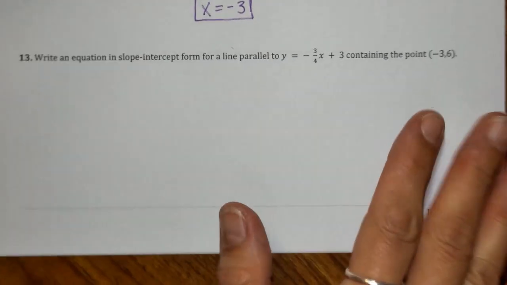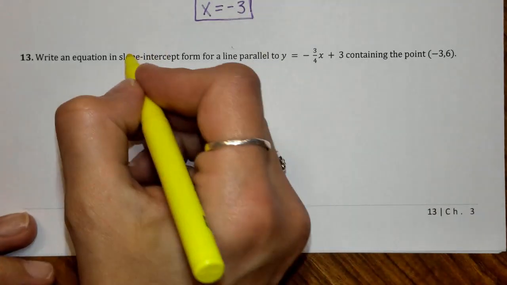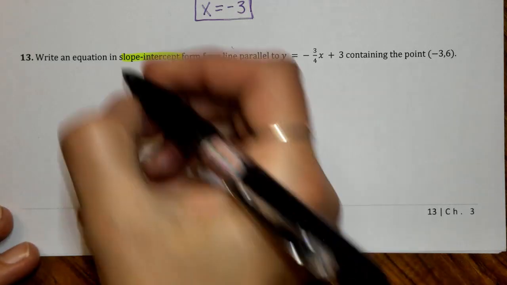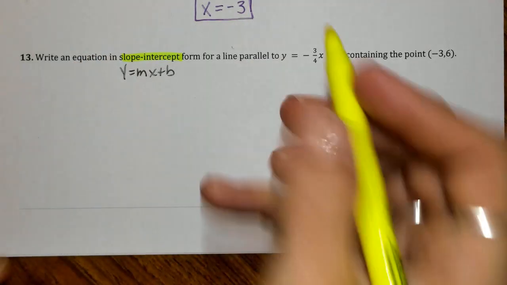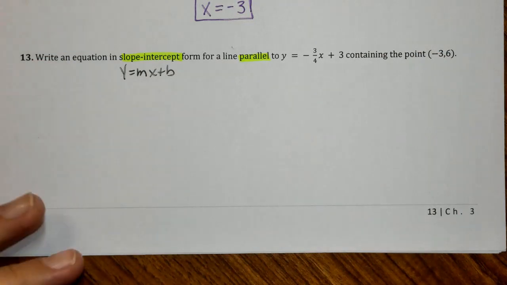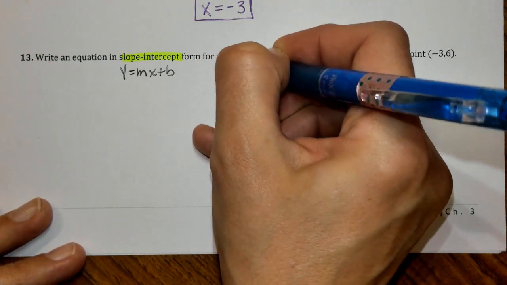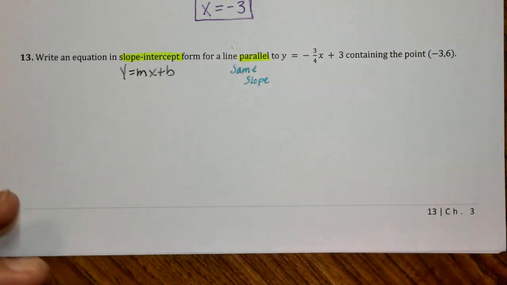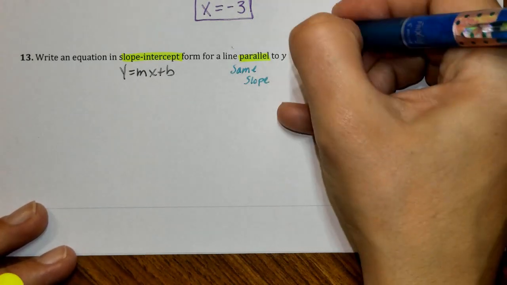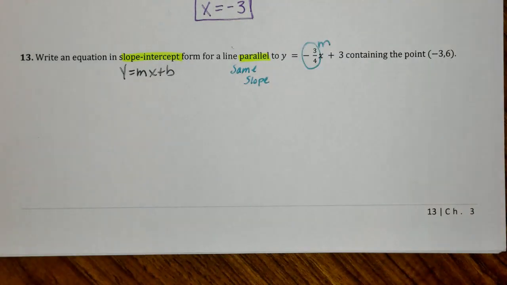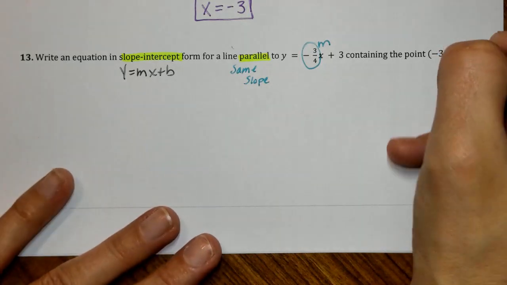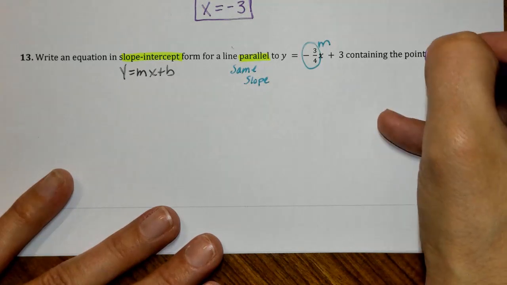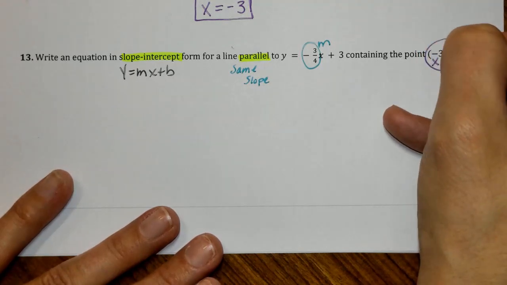Last one, we're going to do slope-intercept. Your y equals mx plus b. And we're going to do a line parallel, same slope. So m is going to equal the negative 3/4. And we're going to use the coordinates, the line containing the point negative 3, 6. So this is your x and this is your y, x1 and y1.